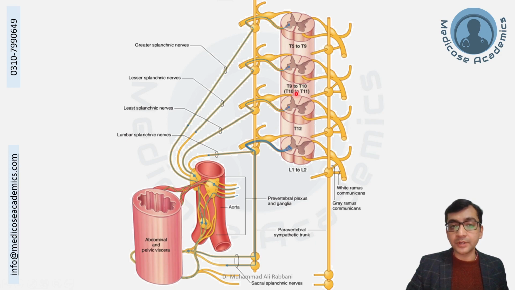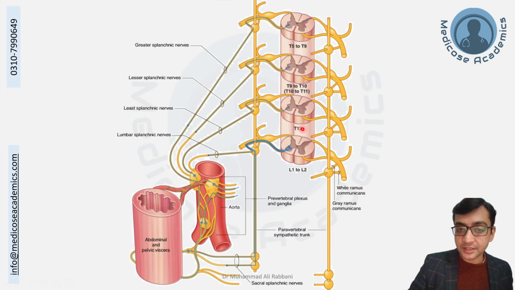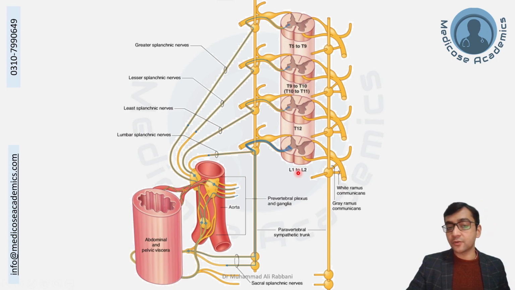The one exiting from T10 and 11 is called lesser splanchnic nerve. The one exiting from T12 is called least splanchnic nerve. The one exiting from lumbar segments L1 and L2 are called lumbar splanchnic nerves. So these are the three fates of the nerves that can be encountered.